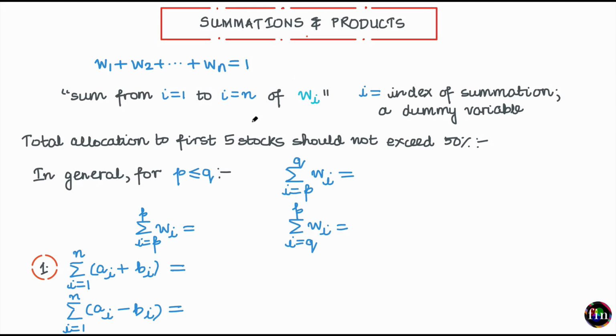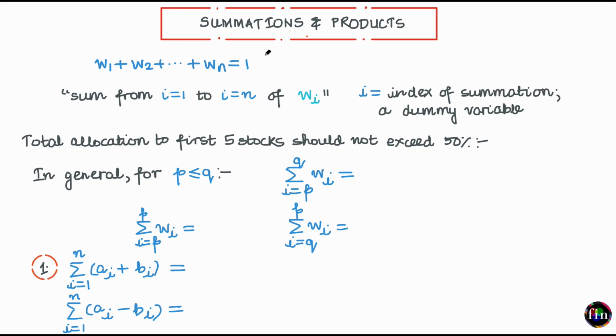In this video, we will take a look at the properties of summations and products. Let's begin by taking a look at summations first. What you see in front of you is a very simple equation. All this equation tells us is that the sum of n variables, w1, w2, all the way till wn, is equal to 1.